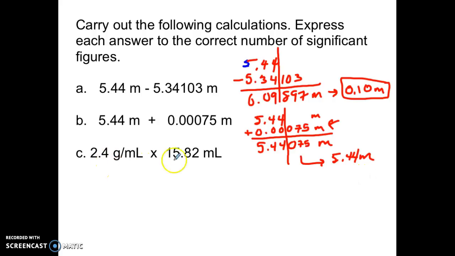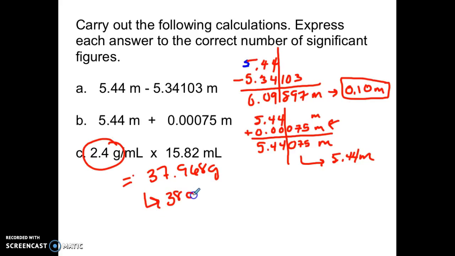Here we've got a multiplication of something that has a density of 2.4 grams per milliliter times 15.82. When you do this in your calculator, it says it's 37.968 grams. You can only report 2 sig figs, so you're going to report 38 grams. Notice in here the units of milliliters cancel, and so the answer should only be in grams.